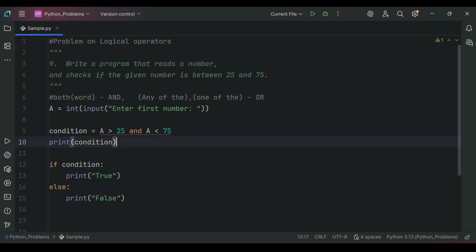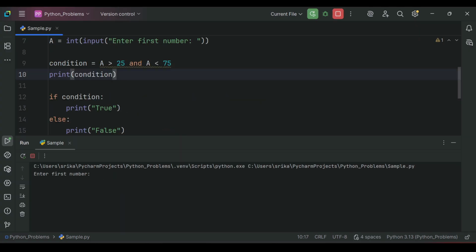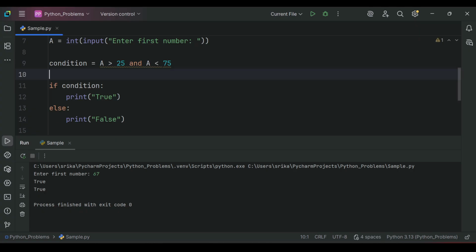Now I am giving 67. It's true. Actually no need for this, a single condition is enough. Suppose the given condition is true, it will print true, otherwise it's false. Now here I am giving 25. Suppose any number is between 25 and 75, it must be true. In all remaining cases it's false.